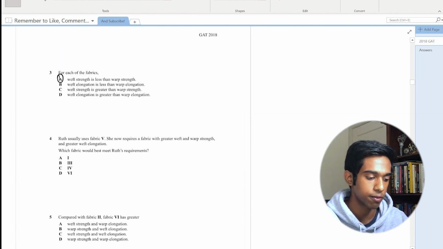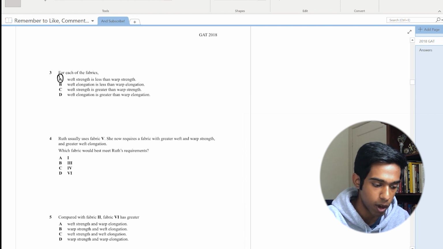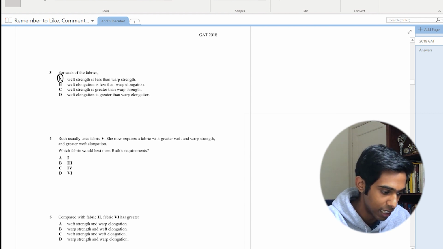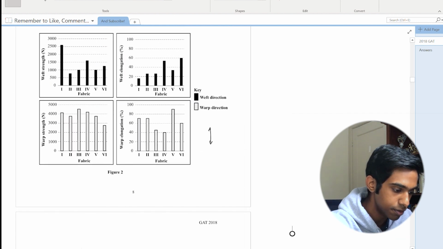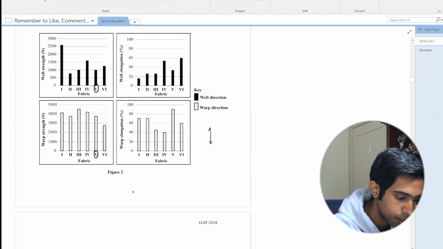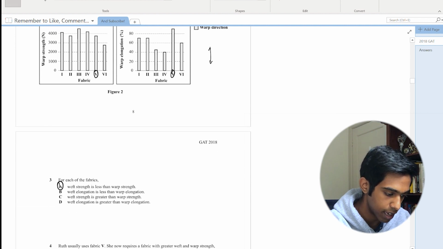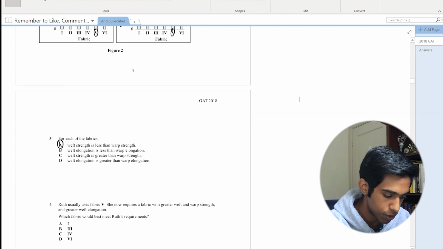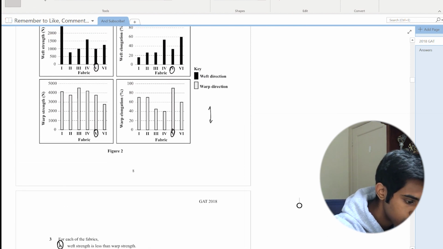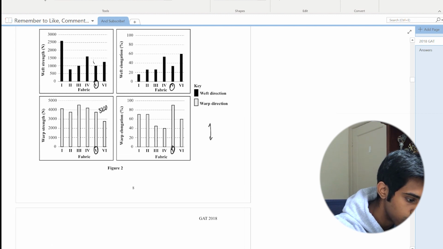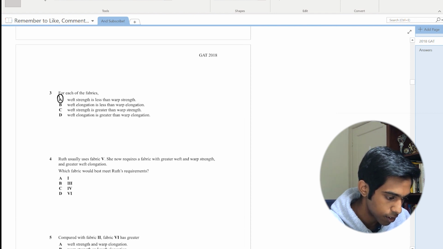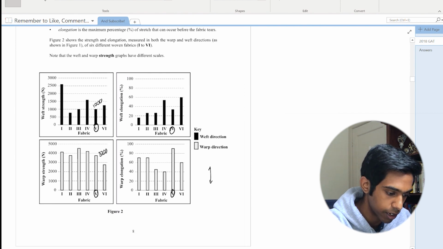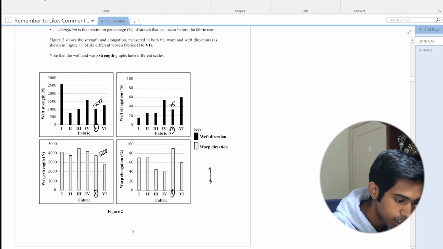Ruth usually uses fabric 5. She now requires a fabric with greater weft and warp strength and greater weft elongation. Okay, so now I'm looking at fabric 5. So I'm just going to circle fabric 5 for now. And we're looking at weft and warp strength. Okay, so that's about 3,700, and weft strength is 1,000. And greater weft elongation. So we're looking at weft elongation, that's about 35, let's say.